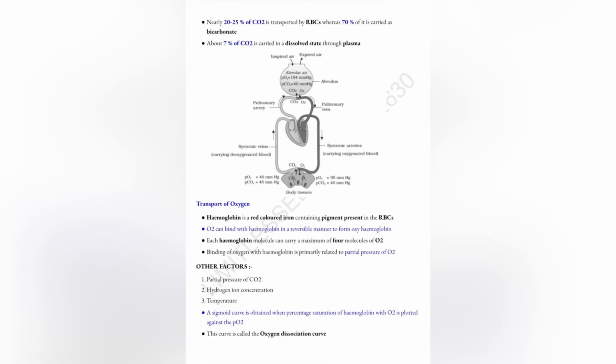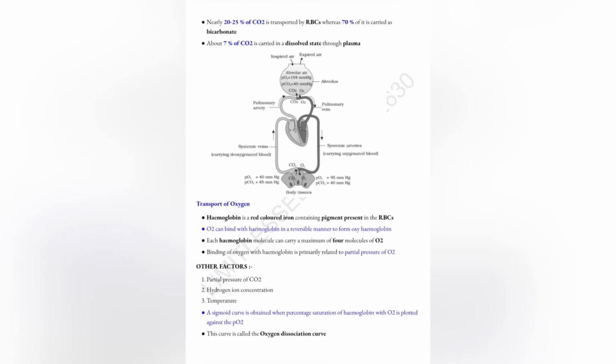Transport of oxygen: hemoglobin is a red color iron containing pigment present in the RBC. O2 can bind with hemoglobin in a reversible manner to form oxyhemoglobin. Each hemoglobin molecule can carry a maximum of 4 molecules of O2. Binding of oxygen with hemoglobin is primarily related to partial pressure of oxygen. The other factors that are responsible are partial pressure of CO2, hydrogen ion concentration, and the temperature.